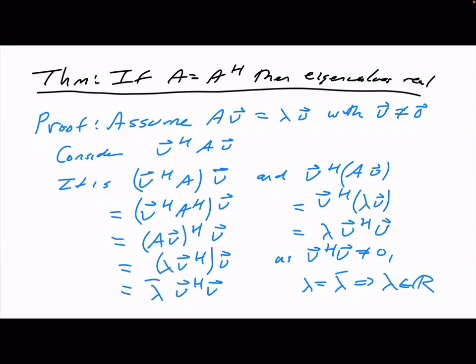On the other side, when we look at what's going on, what do we have? Well, A acting on V just gives us lambda V. There's no Hermitian, so we can just pull it out. And because V is not the zero vector, V Hermitian V is not zero. So we can divide both sides by that. So we get lambda bar equals lambda, which means lambda is real. So the eigenvalues of Hermitian matrices are real.